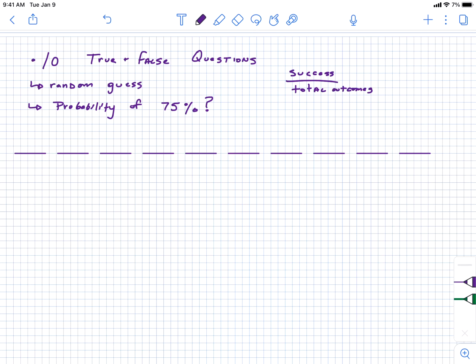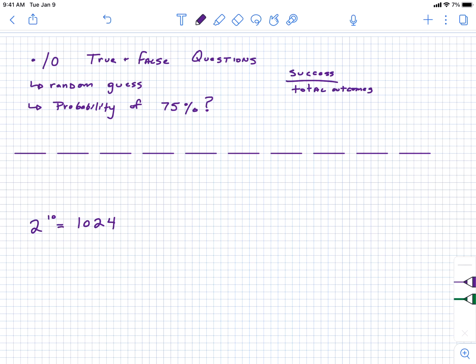If we're taking a 10 question true or false test, there are going to be 2 to the 10th power, or 1,024 different outcomes. In other words, for each question, one of 2 things can happen. I'm not going to go down the whole line here, but for each question, we have 2 options, right? For 10 total problems, 2 to the 10th power. Okay, so that's our denominator.